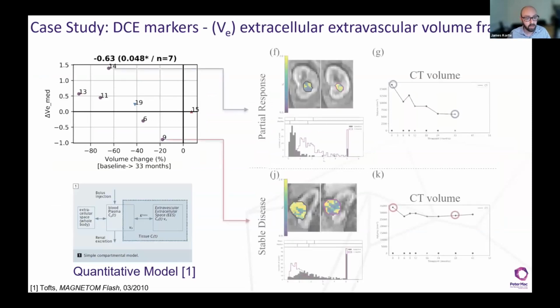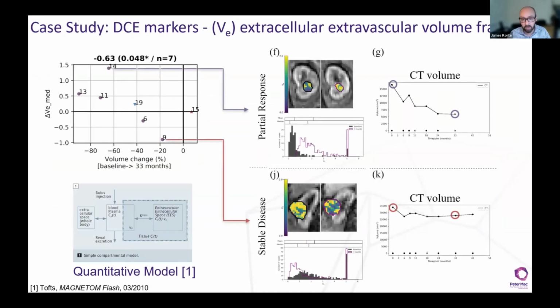And if we then look at 2 of those patients, along the top we have a partial responder. On their 3-month scan, I've just got an overlay of the VE map on the kidney, zoomed in. You can see that the VE is increasing at the 3-month time point, and that correlates to this later decrease in volume, or shrinking of their tumor, at 33 months.